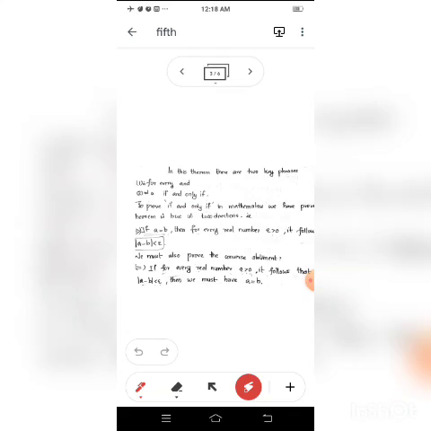So, to prove if and only if in mathematics, we have to prove the theorem in two directions. First, assume that a equal to b, then prove that modulus of a minus b less than epsilon. Next, assume that modulus of a minus b less than epsilon, then prove that a equal to b.